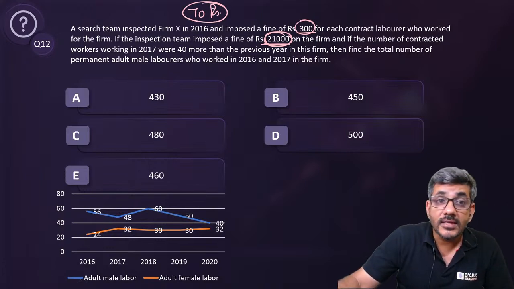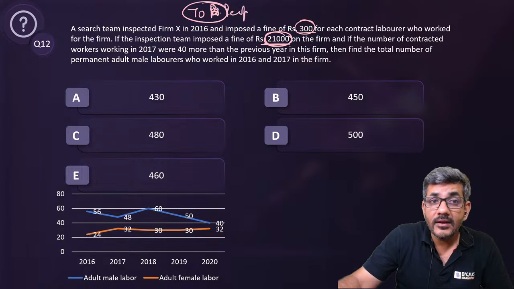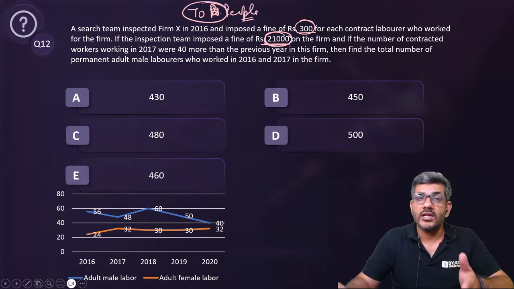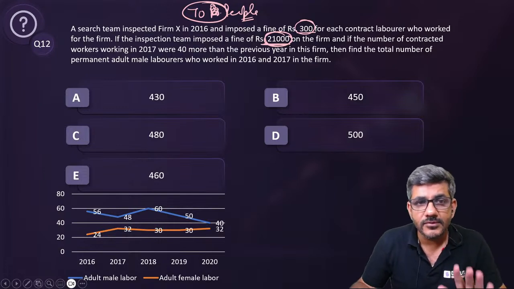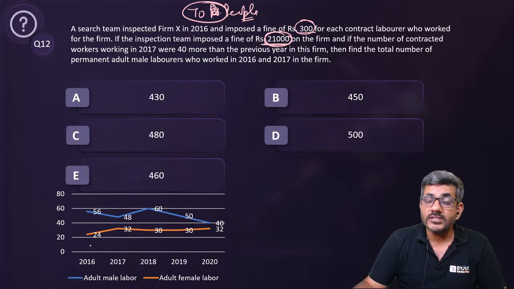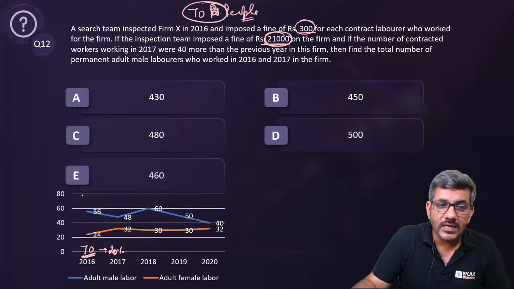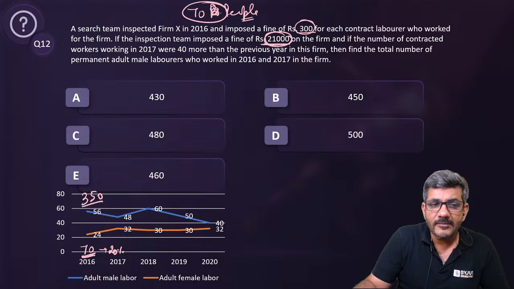Oh, I'm sorry. There must have been 70 people. Right? The total number of people must be 70. So that 70 into 300, the total fine becomes 21,000. So in 2016, you can say 70 laborers were contract laborers and they are 20% of the total, right? If 20% of the total is 70, what is the total? Can I say the total is 350, right?